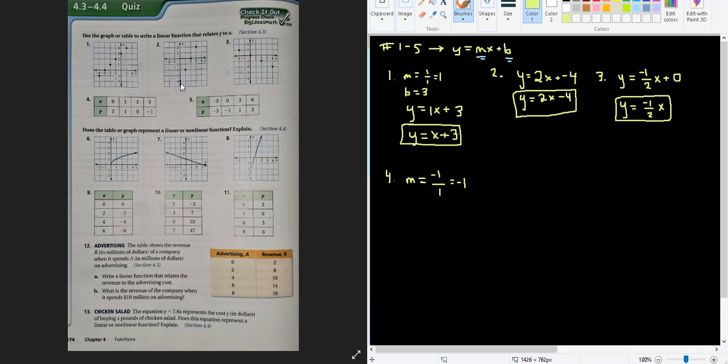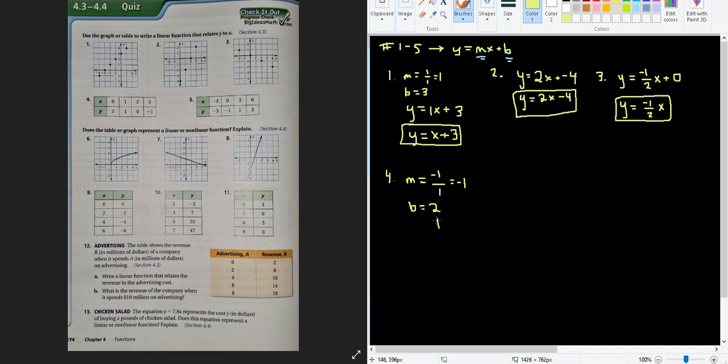So 0, 3, 0, negative 4, 0, 0. They all have x-coordinates of 0. So on the table, this point right here, 0, 2, must be the y-intercept because x is 0. So 0, 2 is the y-intercept, which means b is 2.